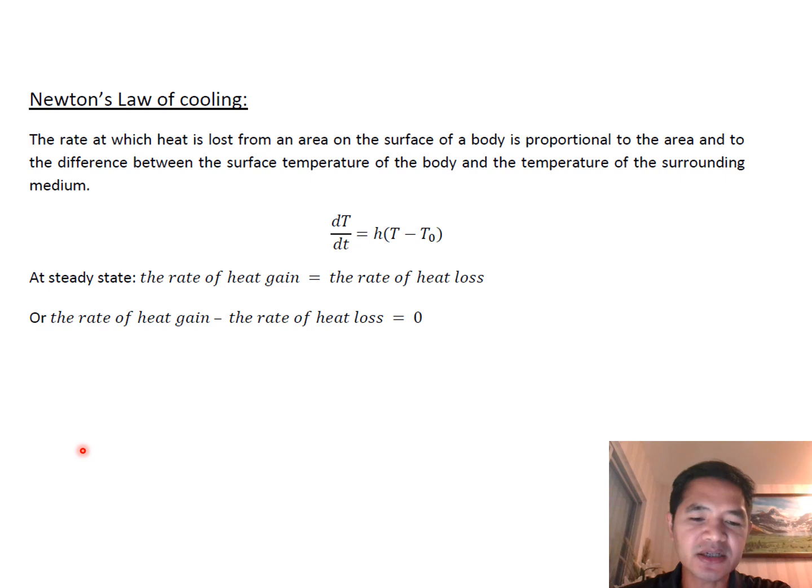If the heat source, let's say T_W, is generated continuously, then at steady state we can say the rate of heat gain equals the rate of heat loss. That means the rate of heat gain minus the rate of heat loss is equal to 0. That's the steady state. We can use this Newton's law of cooling to formulate the temperature profile along the fin that we're going to do in this problem.